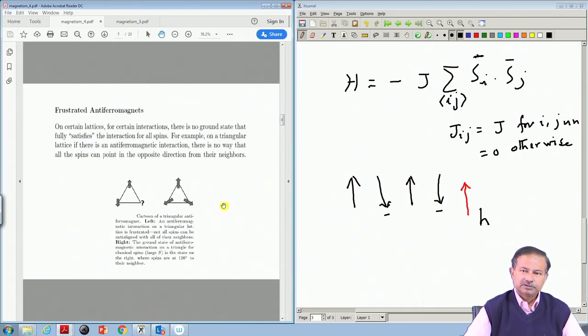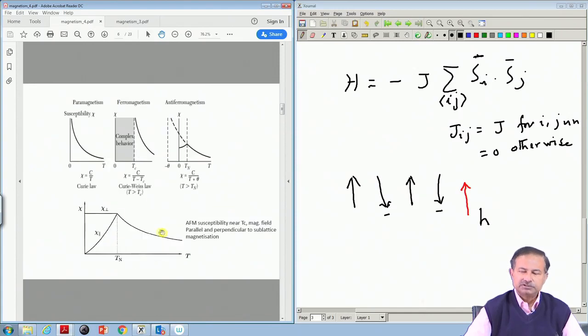So, the parallel and perpendicular susceptibilities will be different below Tn. So, that is the message that I want you to carry for antiferromagnet.